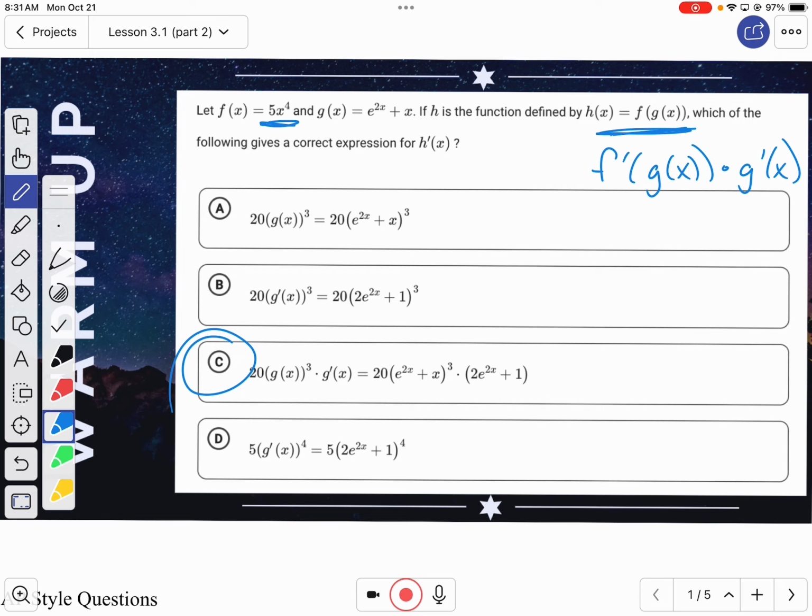And then, of course, if we did the derivative of e to the 2x, that's also going to be chain rule. So that's why you have 2 e to the 2x down here and then plus 1. All right, so it would be C.